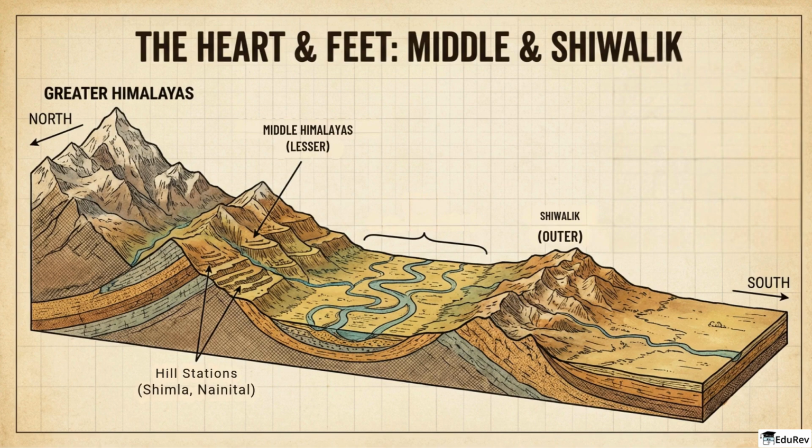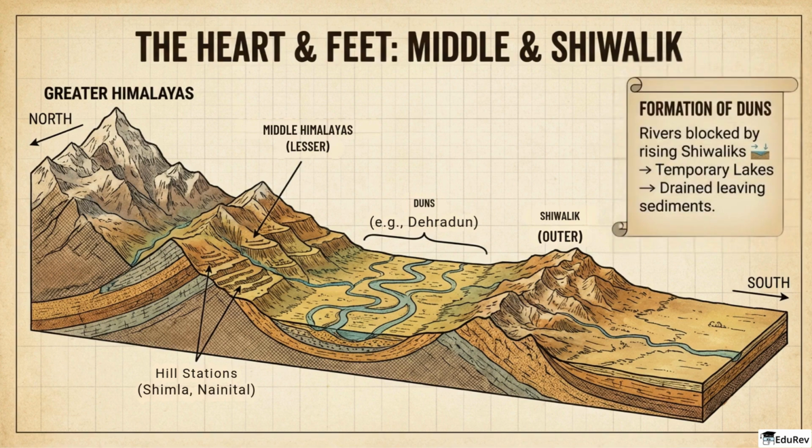Between Lesser and Shivalik, longitudinal valleys called duns are formed. Example, Dehradun. Formation of duns: rivers blocked by rising Shivaliks, temporary lakes, later drained, sediments left behind. Students remember dun but forget the formation process. UPSC often asks process-based geography. Don't memorize landforms. Understand how they formed.